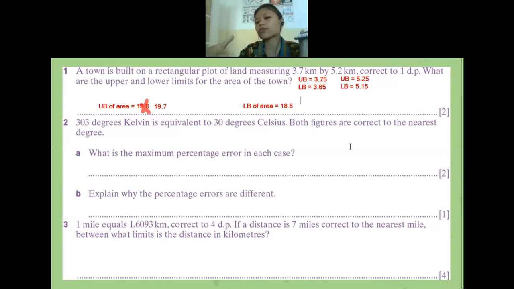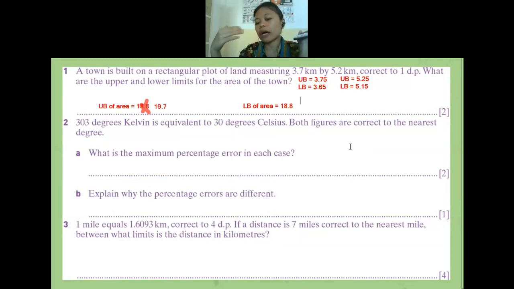For the 5.2, it's also the same thing. I need to find one decimal place before and after 5.2. After that, I need to find the midpoint. The midpoint is 5.25 as the upper bound, and the other midpoint will be 5.15 as the lower bound.